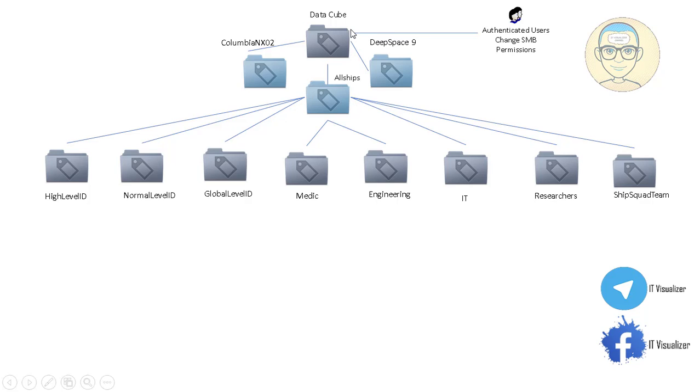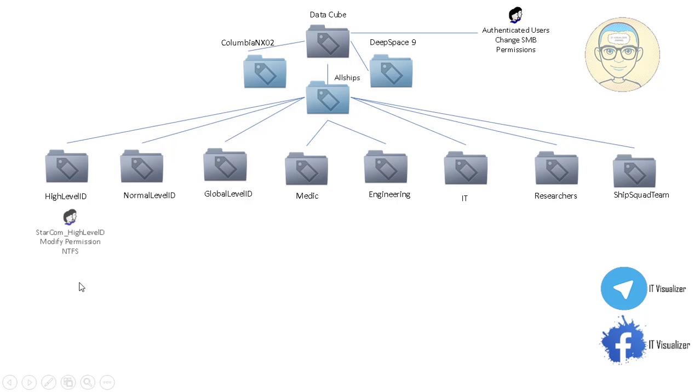Anyway, we have our data cube, we have shared it as a hidden share, and it will be for authenticated users, and then we have different folders, including the all ships folders, and these are the folders for the different departments combined for all ships. So this is a high level department for all ships, this is the normal level department for all ships, this is the medic department for all ships, engineering for all ships, and so on. So what we will do now is begin putting permissions on these folders, so I can guarantee that, for example, the medic team will access only their folder on all ships, and the engineering team will only access their folder on all ships, and so on.